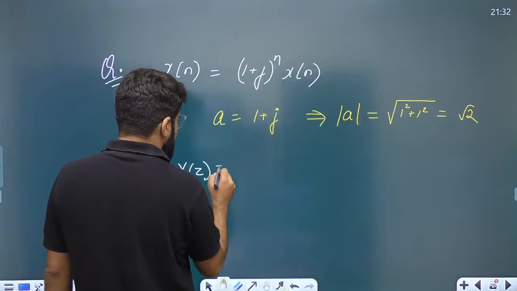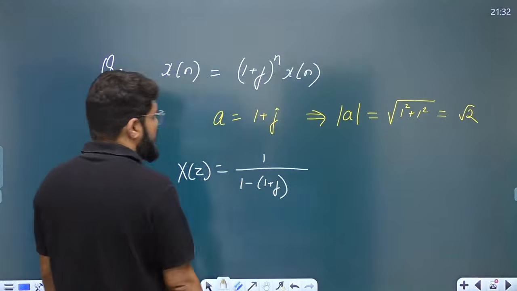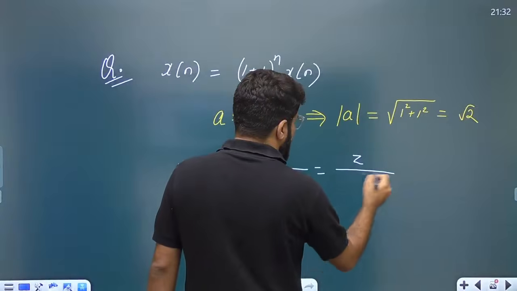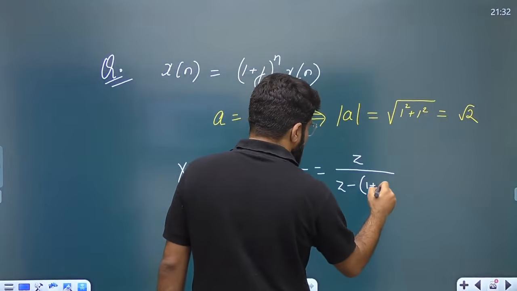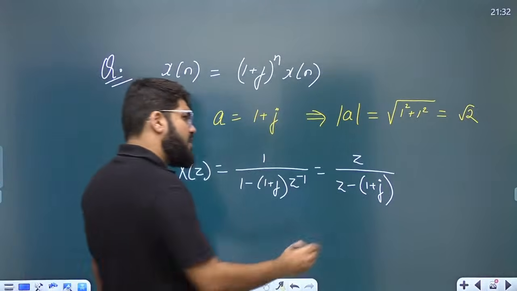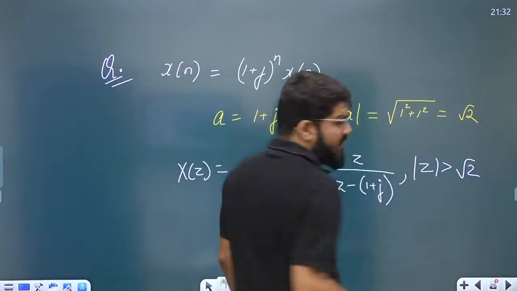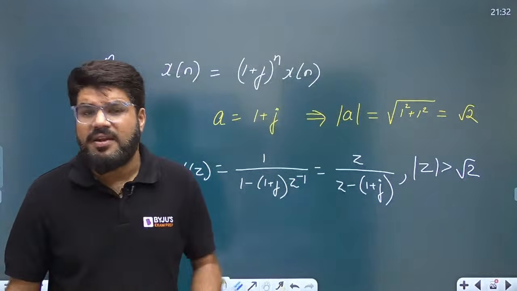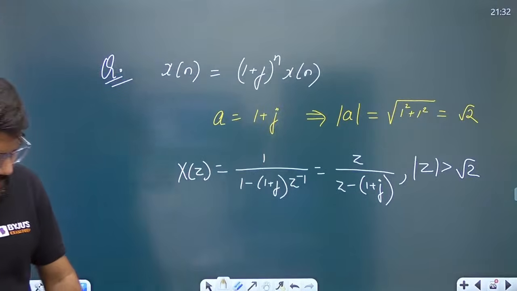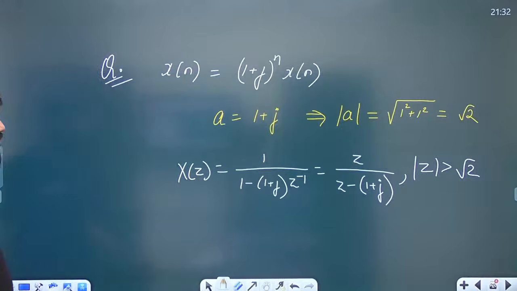The Z transform is given by 1 upon 1 minus a z inverse, or it is given by z upon z minus a. That is z upon z minus (1 plus j), with the ROC mod z greater than root 2. Eventually the ROC will be in the form of a circle, the exterior of a circle or maybe the interior of a circle. When will it be interior? I will tell you that too.